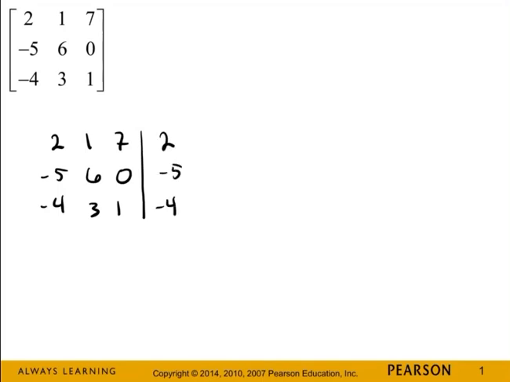Okay, so we're asked to find the determinant of this 3 by 3. What I'm going to do, I like my little crosshair technique. So I'm going to write 2, 1, 7, -5, 6, and 0, -4, 3, and 1. And then I'm going to put my first two columns again. I'm going to do 2, -5, and -4, 1, 6, and 3.